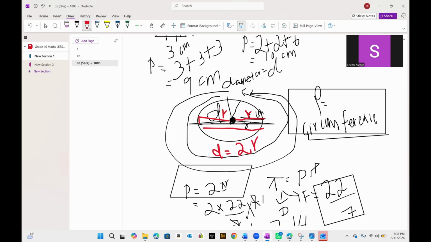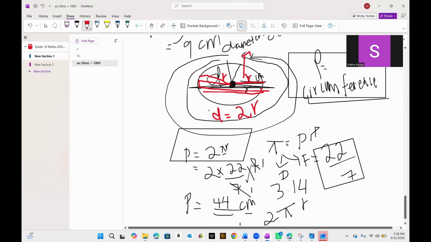Diameter means from this point to this point, I am going to take a straight line, that is diameter. Then if I have a radius here to here, I have two radii. Then it becomes equal to the diameter. So diameter equals to how much? 2r. Diameter equals to 2r. So what can I do here? Instead of putting 2r, I can say d.